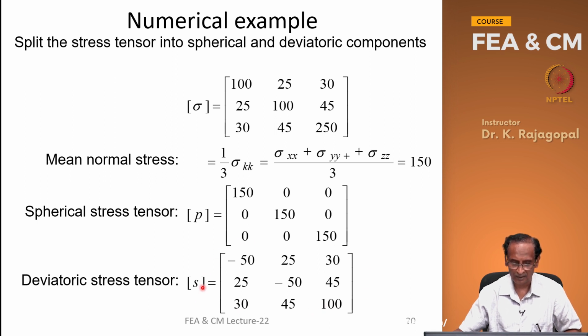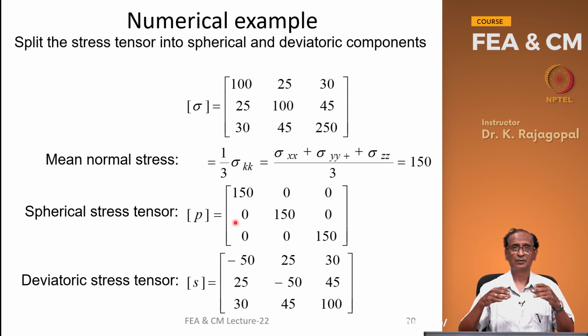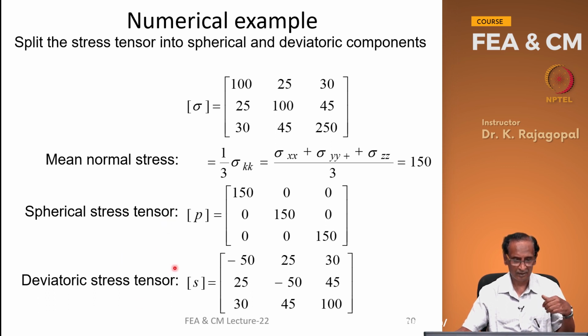So, this is your deviatoric stress tensor, and this is your spherical stress tensor, and the spherical stress tensor represents hydrostatic compression. If you apply compressive stress, the soil will never fail, so your failure will not happen because of the spherical stress tensor. The failure will happen only because of the deviatoric stresses.